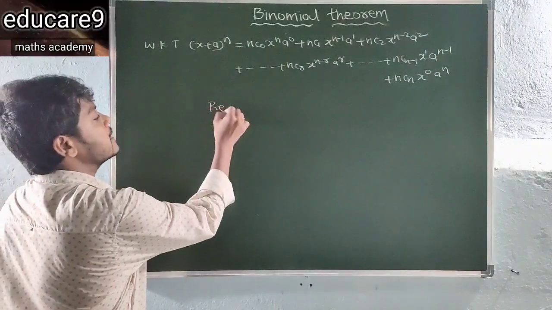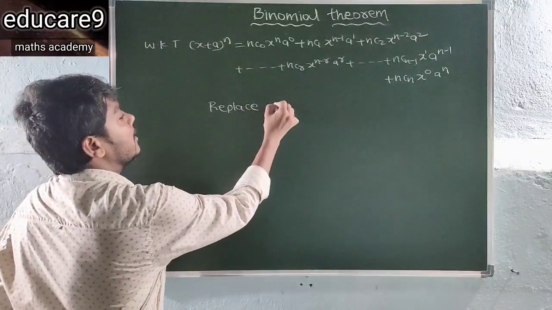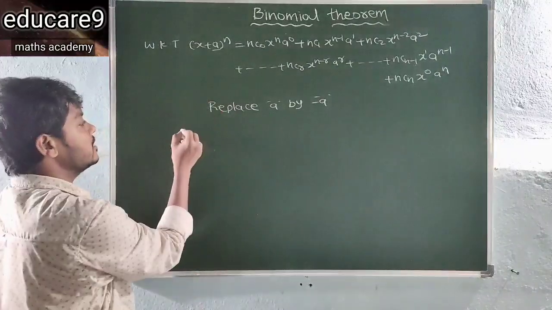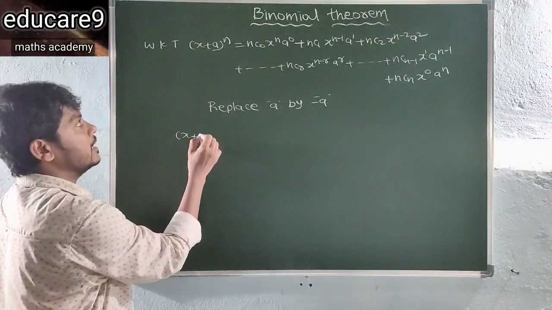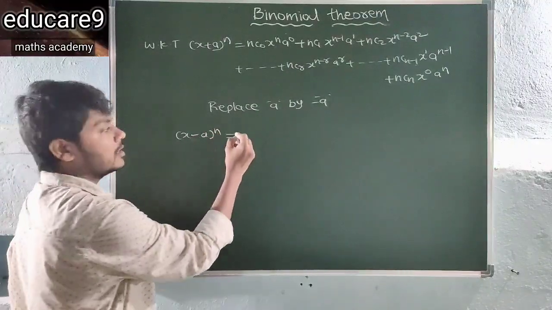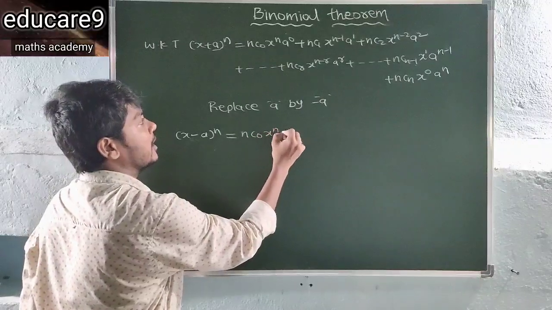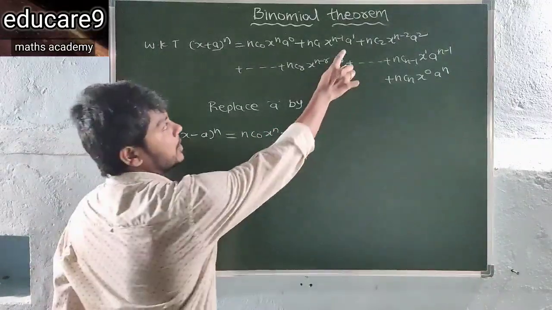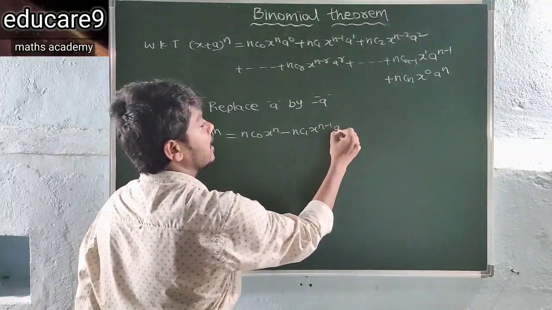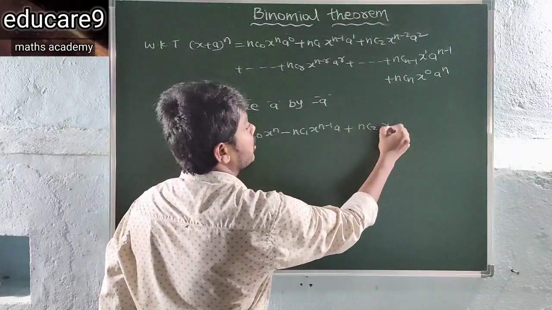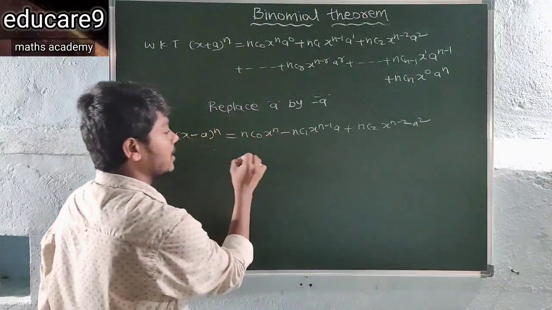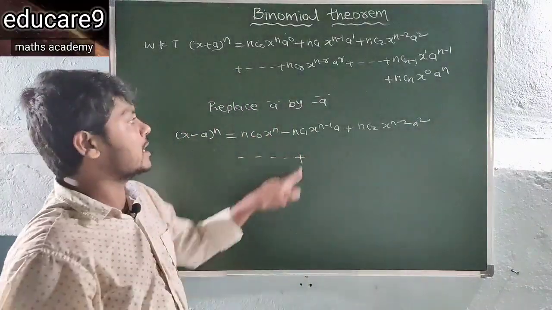So here, this is the expansion of (x + a)^n. Here replace a by minus a. So what do you get? See here, a means minus a now. So write (x - a)^n. That is nC0 x^n. Here you will get minus because of replacing a by minus a. So nC1 x^(n-1) a, plus nC2 x^(n-2) (minus a) to the power of 2 is a square only. And so on.